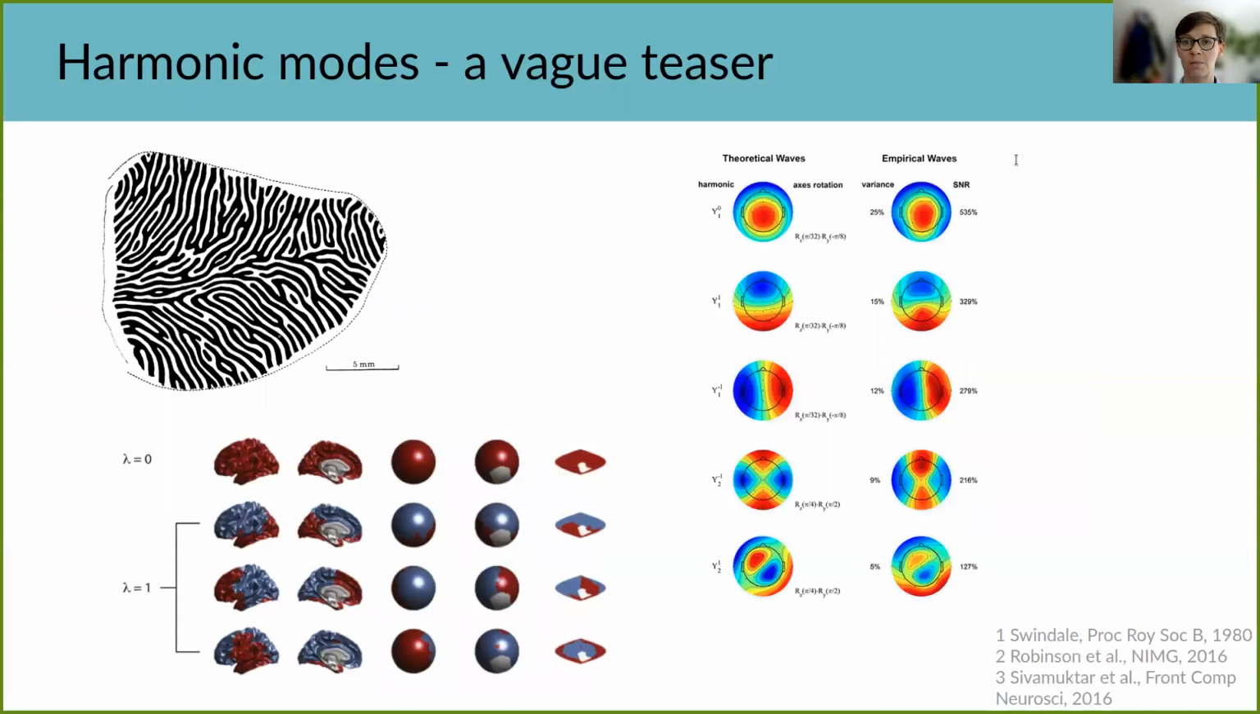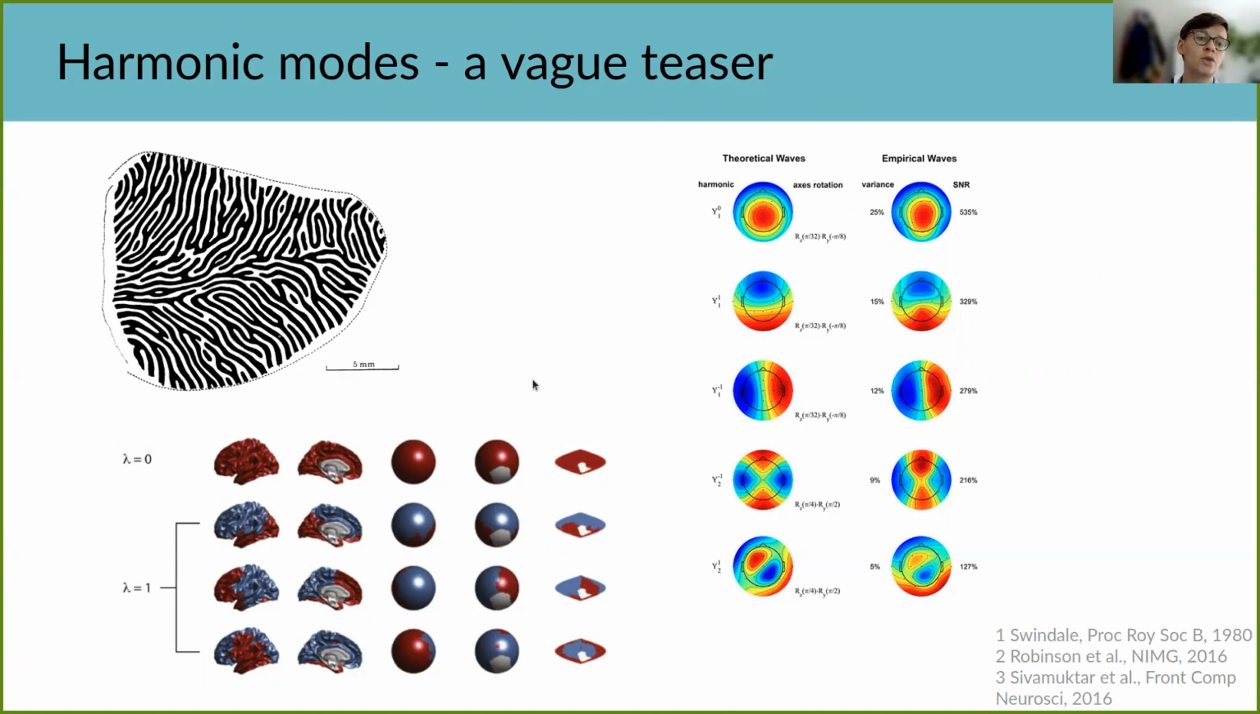So the idea that harmonic modes also play a role in the brain is not particularly new. Already in 1980, you have this paper from Swindale and others that shows that ocular dominance patterns in the macaque cortex can be explained by harmonic modes. And when you look at big global patterns of activity when using MEG or EEG, you can explain a lot of them using spherical harmonic modes. So also these standing wave patterns show up in EEG and MEG recordings.